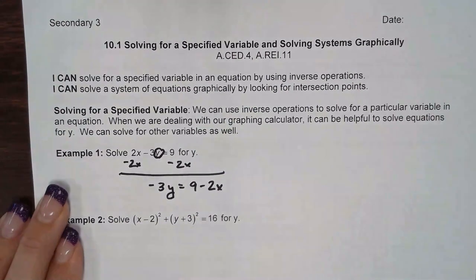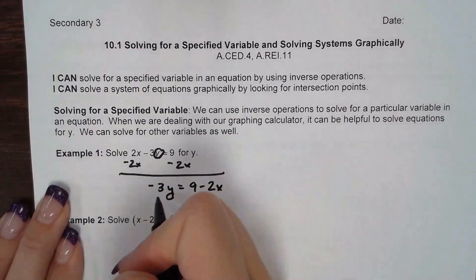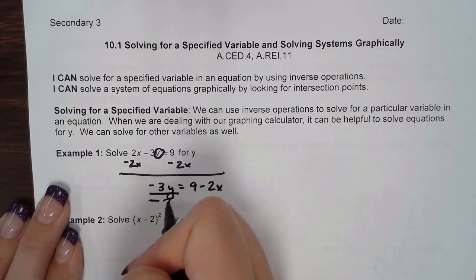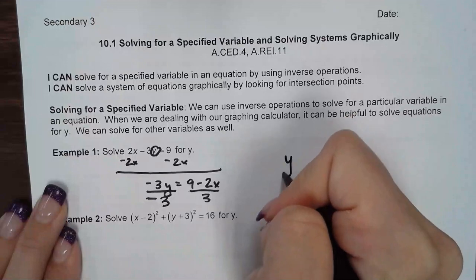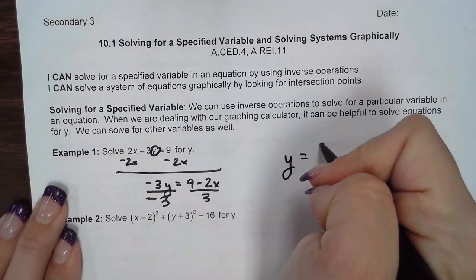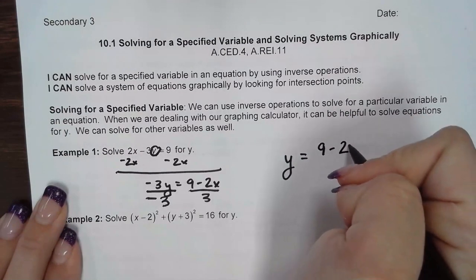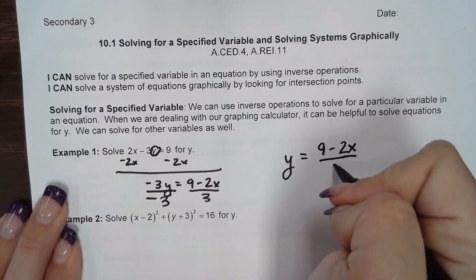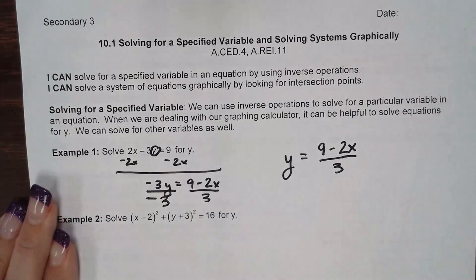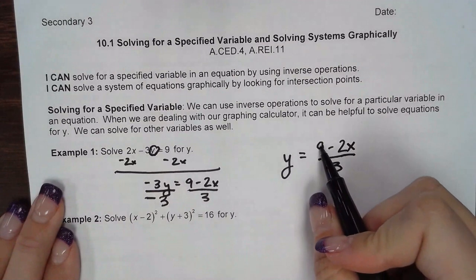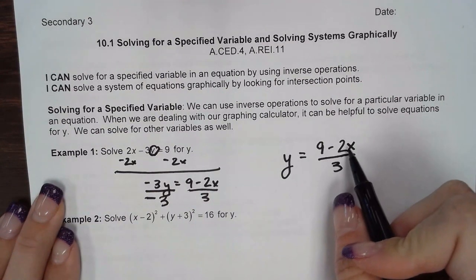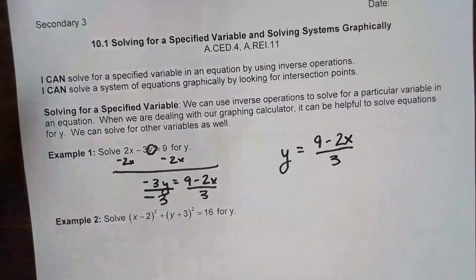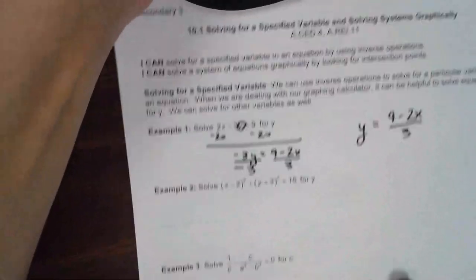Now if we wanted to get y by itself now, we divide by 3, divide by 3, so y equals, and I'm okay with you guys keeping it as 9 minus 2x all over 3. Some teachers or students might actually do this as 9 divided by 3 is 3 minus 2/3, but this is fine with me. Okay, example 2.